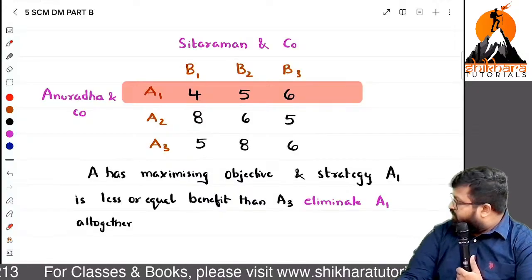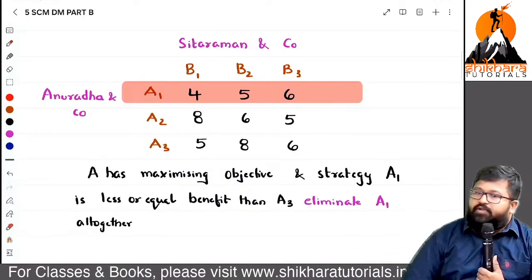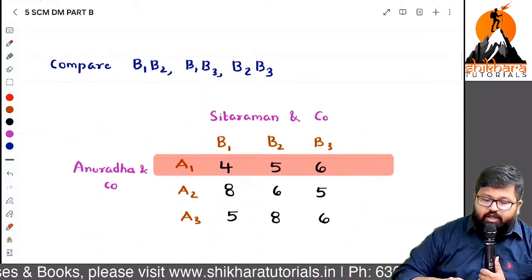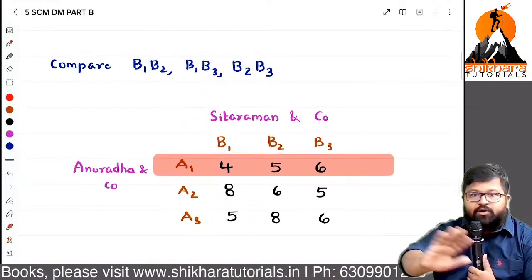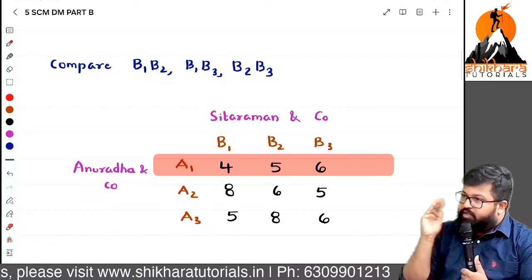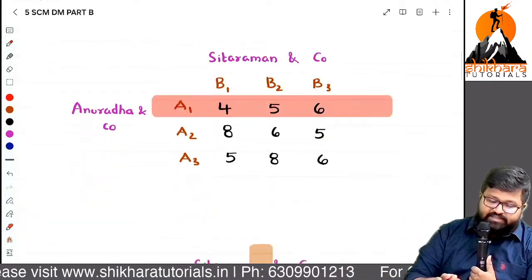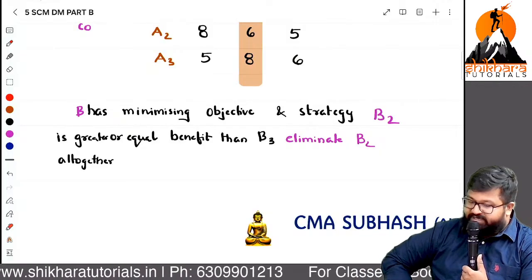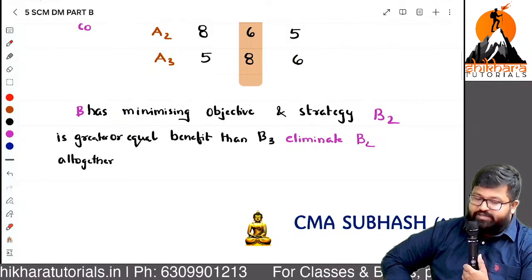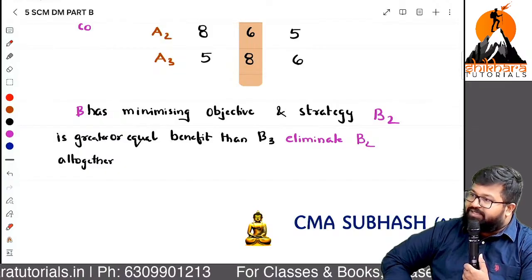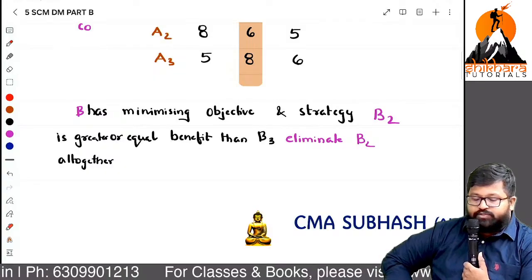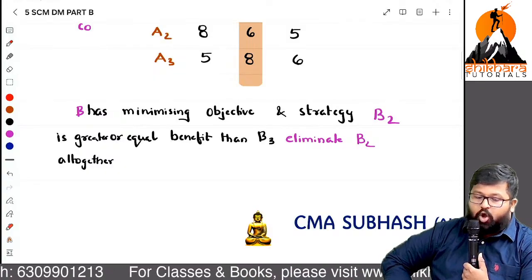Sir, till here done? Sir, this sentence is clear? The sentence is clear. When we are comparing, that comparison you need not write. You write the last sentence. What is the last sentence here, sir? B has a minimizing objective and strategy B2 is greater than or equal in benefit to B3. So eliminate B2 altogether.